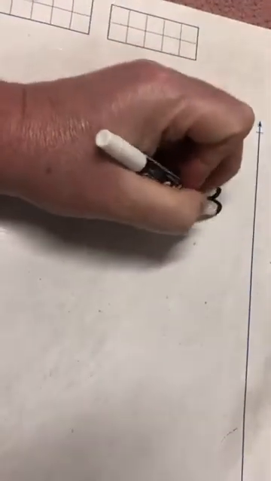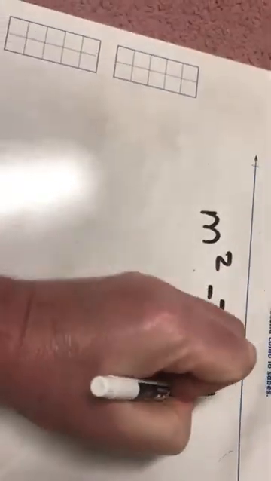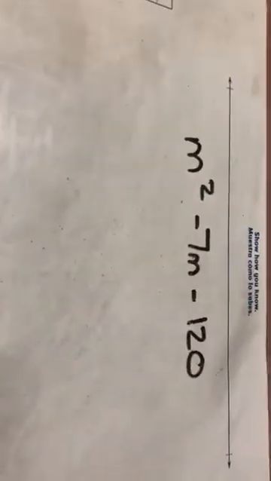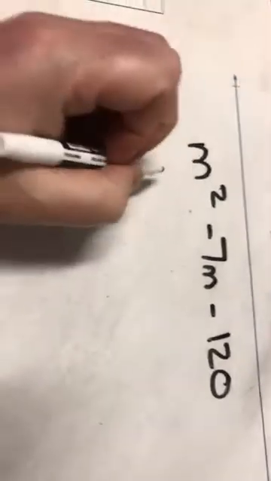Let's say that I have m squared minus 7m minus 120. All right, well, this one has two minuses. So once again, I know that it's going to be m.